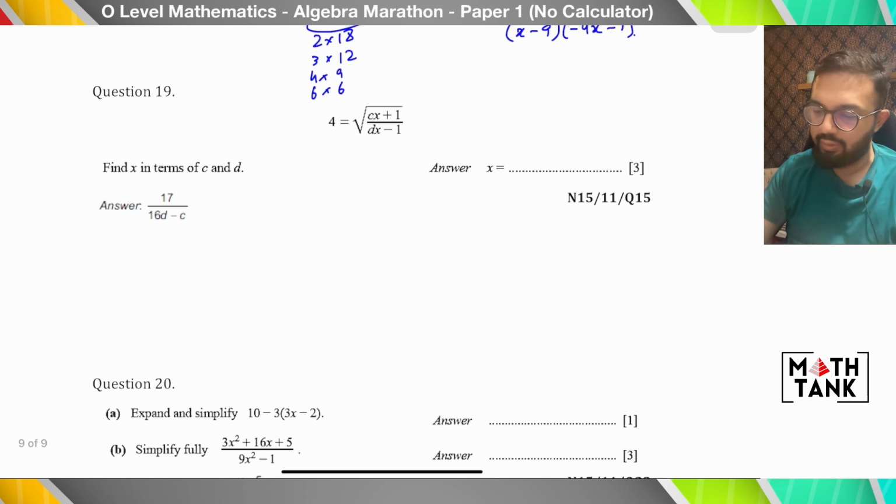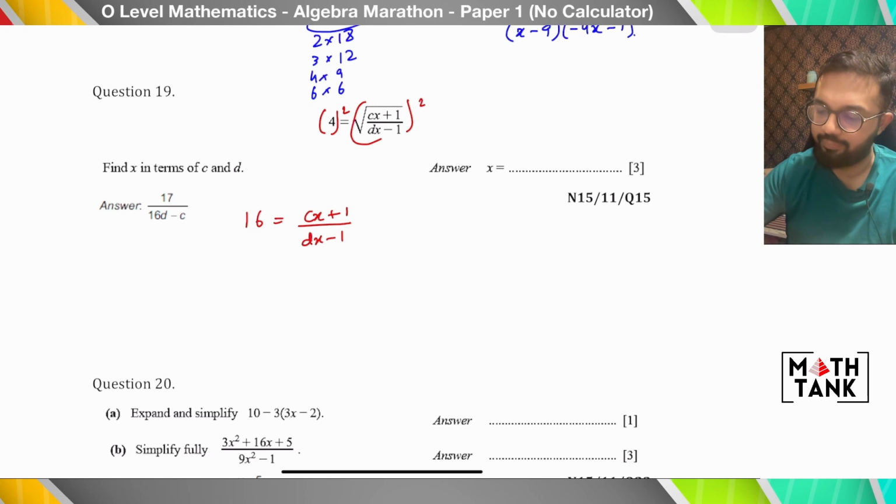Question number 19 is just about making x the subject. I think we just did a question like this. Let's do this quickly. You square both sides first to get rid of the root. You get 16 equals cx plus 1 over dx minus 1. So cross multiplying, then 16dx minus 16 equals cx plus 1. I want to make x the subject, so I'm going to gather the x terms on one side and factor that out. So then it goes into the division.